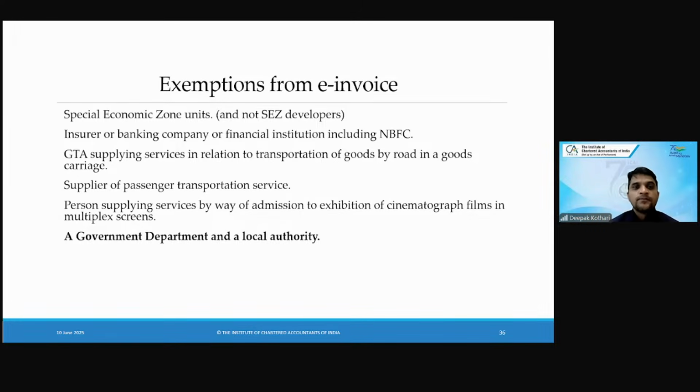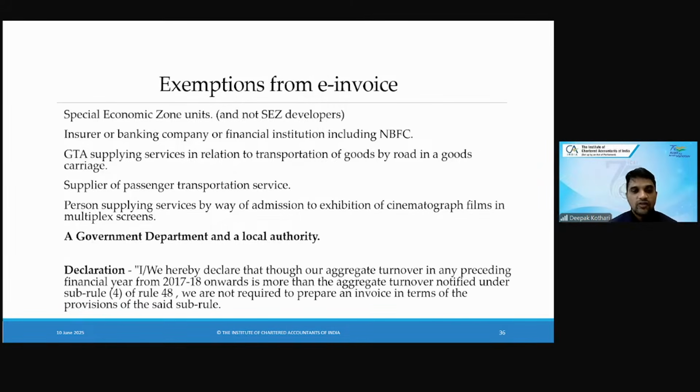GTA supplying services, supply of passenger transport services, and persons supplying services by way of admission to an exhibition of cinematographic films in multiplex screens. Here, it is not required. A government department and local authority, this is the new addition. So any government department and a local authority, once they are registered, they also are not required to raise an e-invoice.